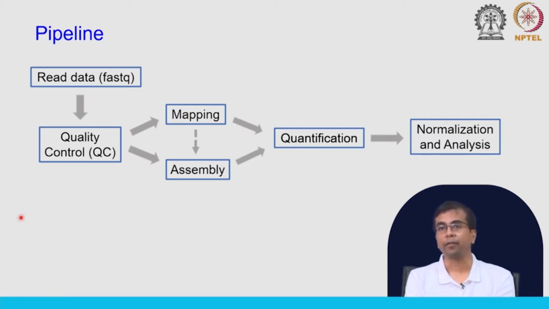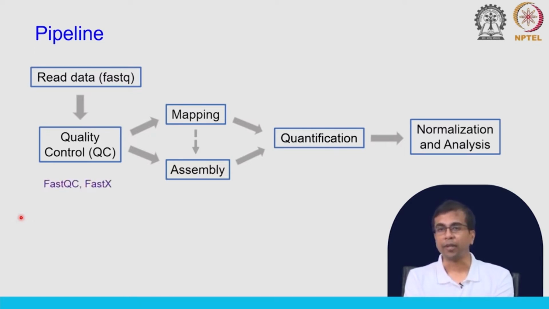And once we have done the normalization, we can then do the downstream analysis, whether we are looking at isoform discovery or whether we are going to do the differential gene expression analysis. That is what we can do after we have done the normalization. Again we will talk about them in the subsequent classes.